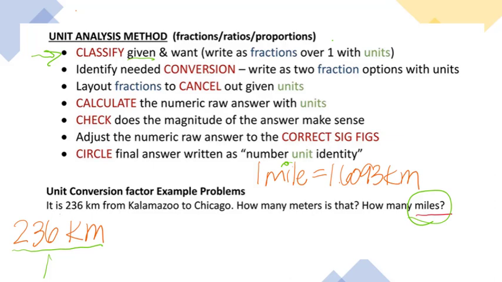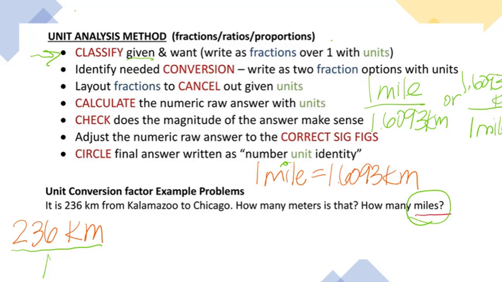Okay, so we know that. We can write that as 1 mile over 1.6093 kilometers, or we can have 1.6093 kilometers over 1 mile. So it can be written either or. We need to figure out which one we need to use. So we've got our conversion. We've got two fractions, all right?